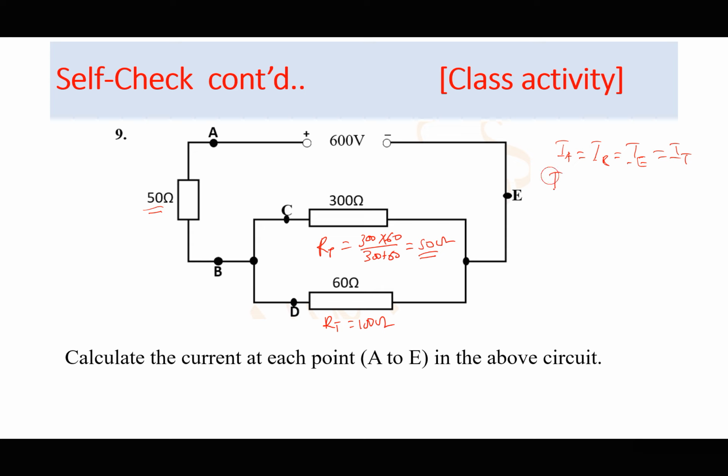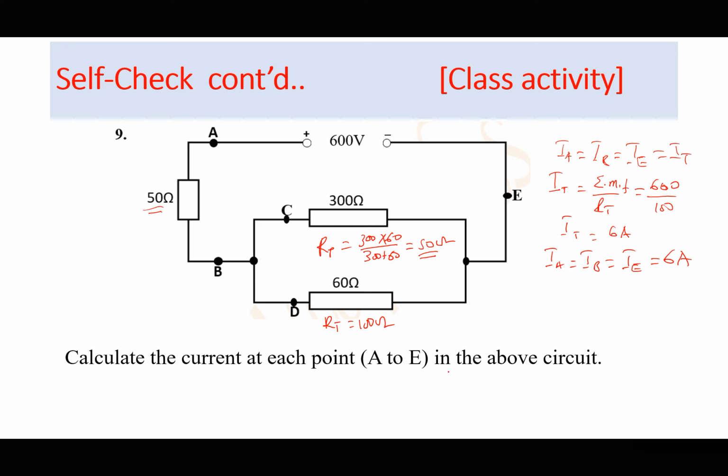So to find total current, which is the current through A, B, and E, total current is going to be the e.m.f divided by total resistance, assuming the internal resistance is negligible. So this will be 600 divided by 100. So the total current is going to be equal to 6 amperes. So it means I in A, which is the same as I through B, which is the same as I through E, is 6 amperes.